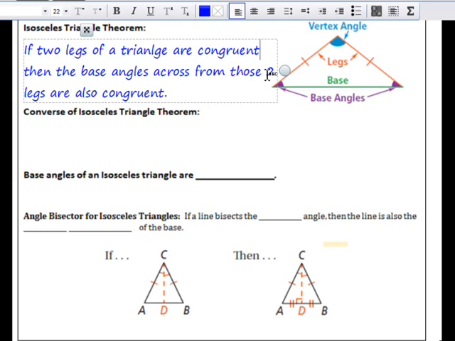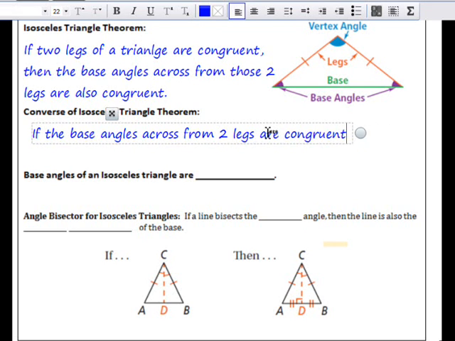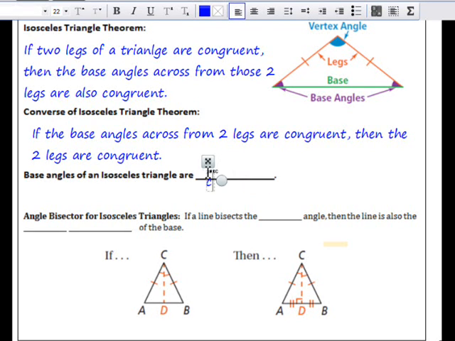Okay, and that's an if-then statement. So we should really easily be able to write the converse. If the base angles across from two legs are congruent, then the two legs are congruent. Okay? Base angles of an isosceles triangle are congruent.